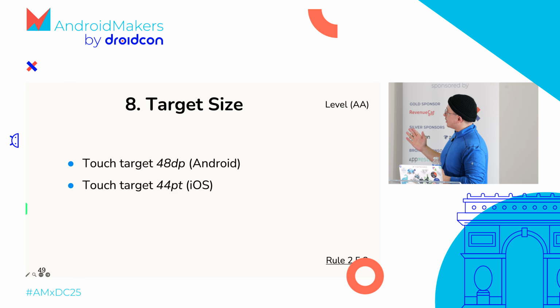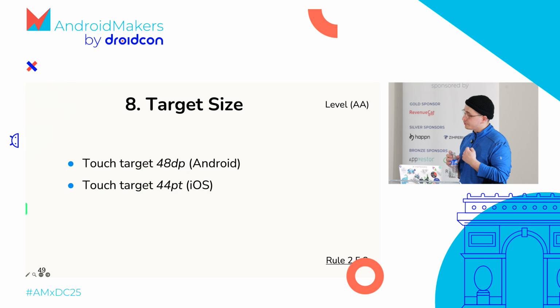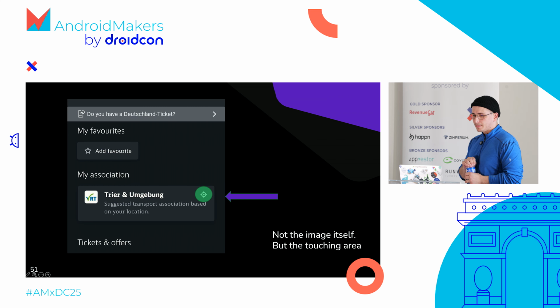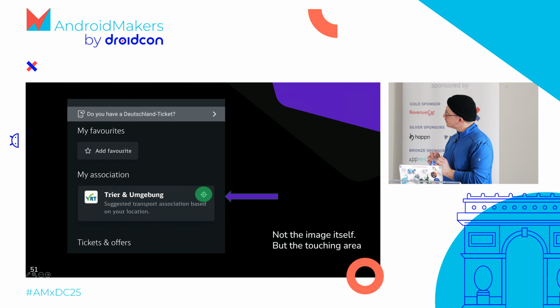Okay, why do we have the touch target size? People might have motor impairment or visual impairment, or people might just be like me, fat-fingered. It's a term actually, and typing is actually really difficult for me as well. But remember here that not the image itself has to be 48 dps, but rather the image including the padding, so all of the clickable area itself, as in this example.